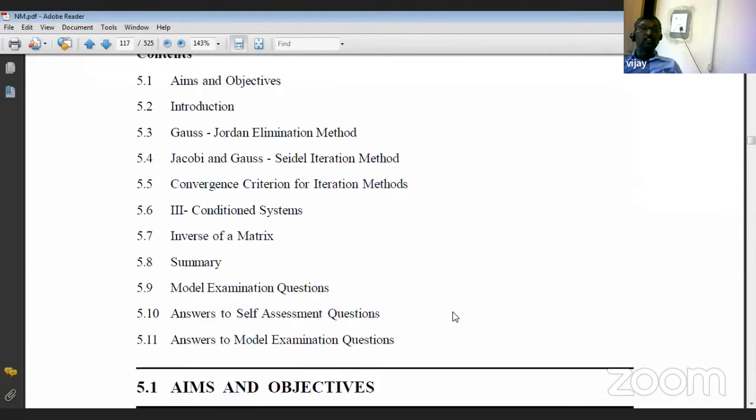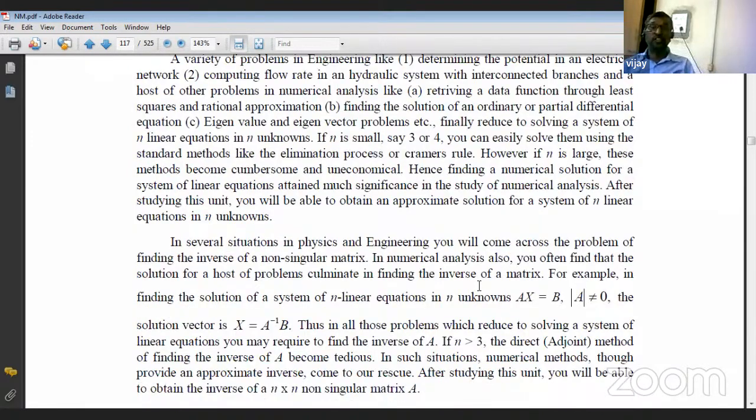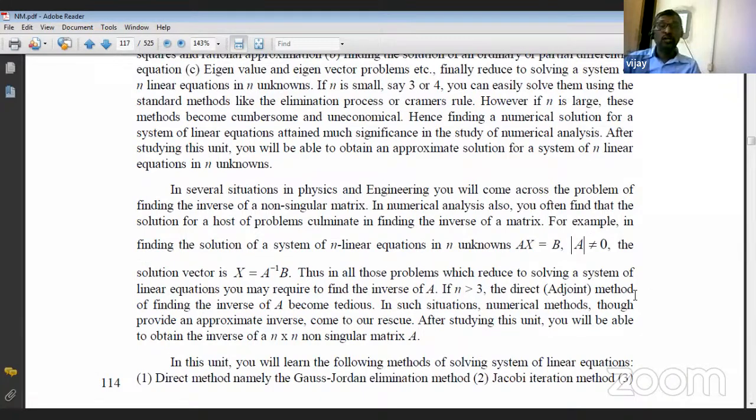System of linear equations: Gauss-Jordan elimination method, Jacobi and Gauss-Seidel iteration methods, convergence of iteration methods, and the conditioning of the system, inverse of the matrix. So what is the inverse of the matrix? You can learn several situations in physics and engineering. You know that Ax equals 0, modulus of A equals 0. So therefore, with the inverse of the matrix, we have x equals inverse of A times B.